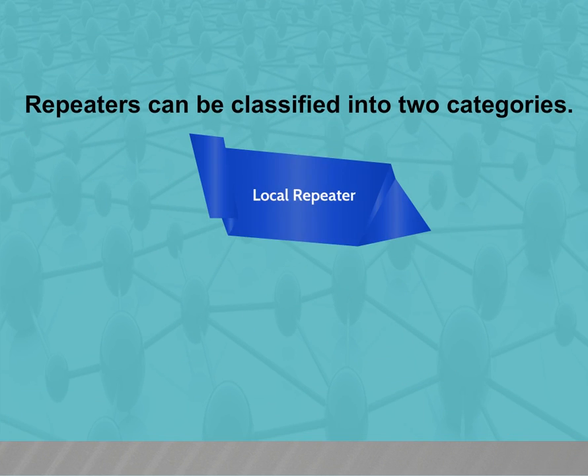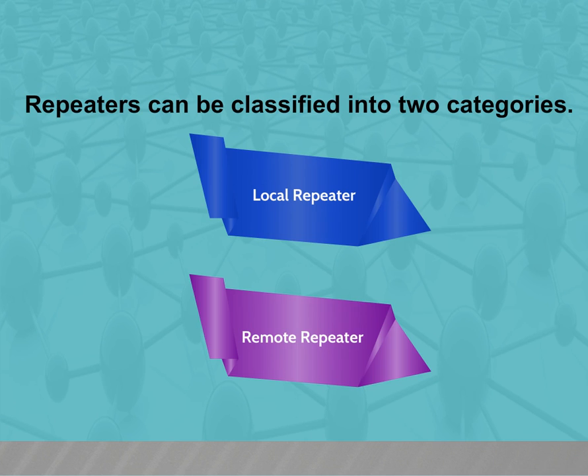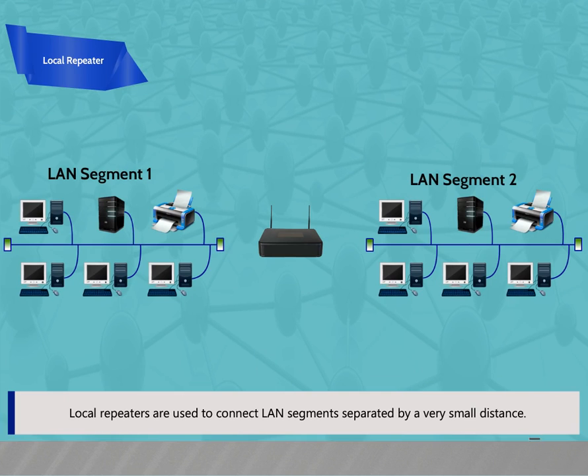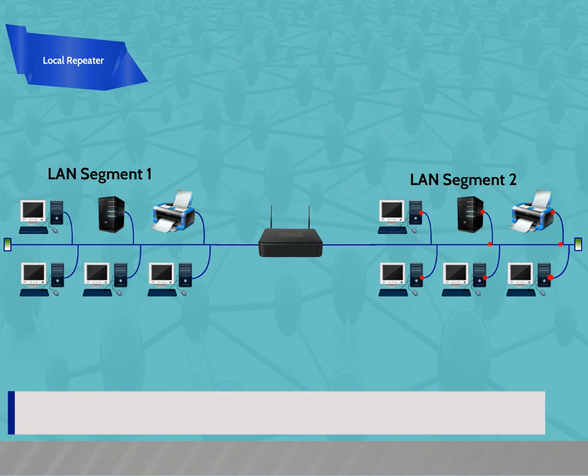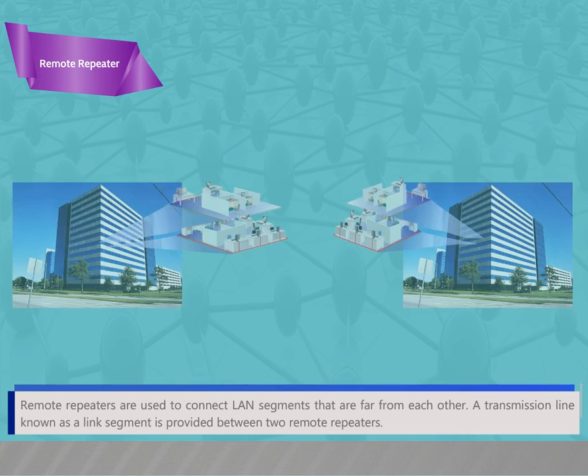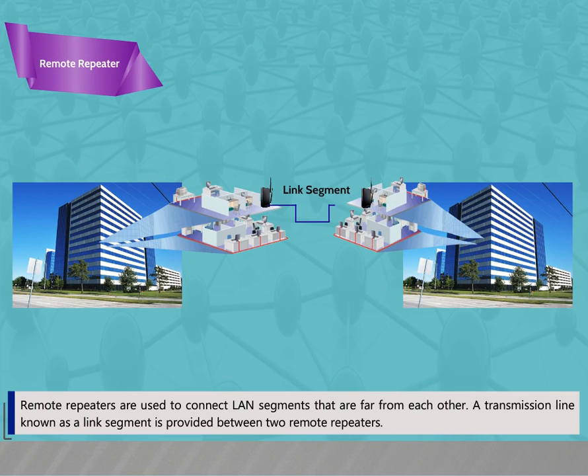Repeaters can be classified into two categories: local repeater, remote repeater. Local repeaters are used to connect LAN segments separated by a very small distance. Remote repeaters are used to connect LAN segments that are far from each other. A transmission line known as a link segment is provided between two remote repeaters.